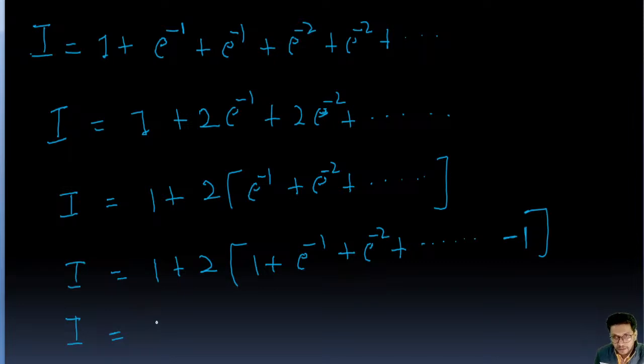Okay, it is going to be 1 plus 2, and this we know, right? Geometrical series. So this is going to be 1 upon 1 minus r, right? It is going to be 1 upon 1 minus e to the power minus 1, minus 1. This we know, right?